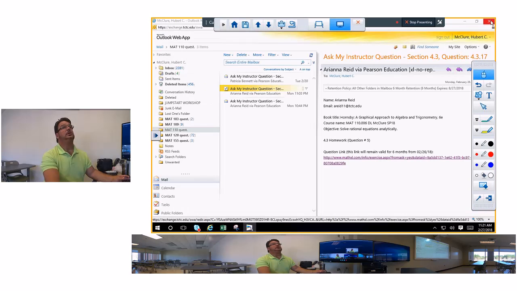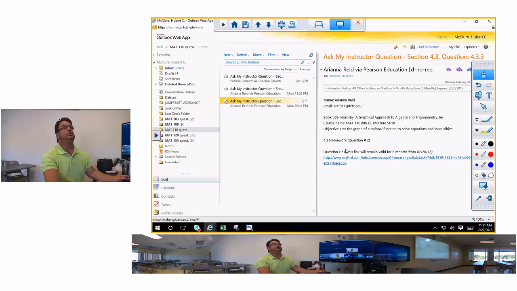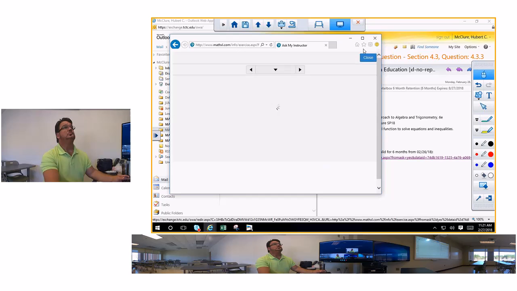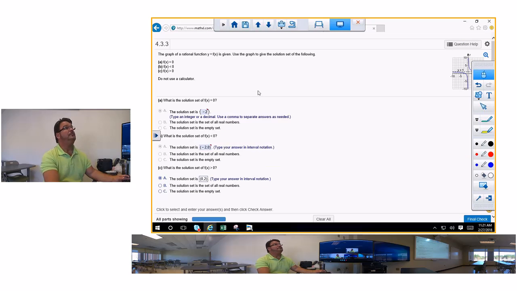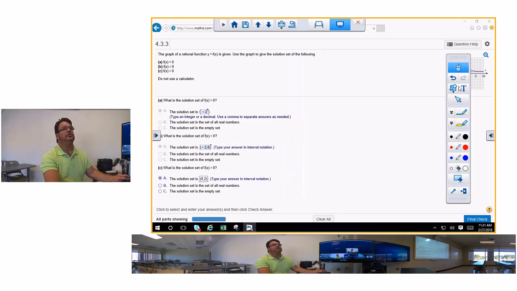Next question is 4.3, number 3, number 2. All right, this one says, the graph of a rational function is given. Use the graph to give the solution set for the following. Okay, here's the graph right here. Let me get rid of this for a second.